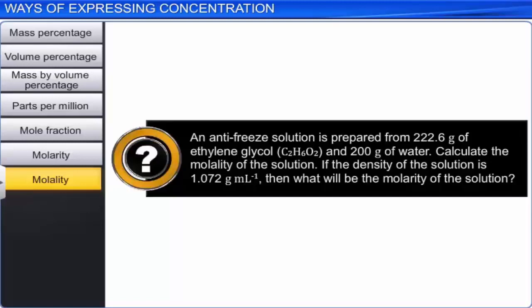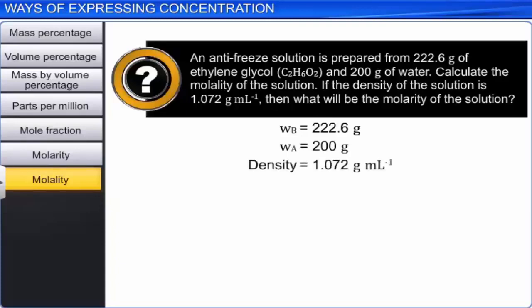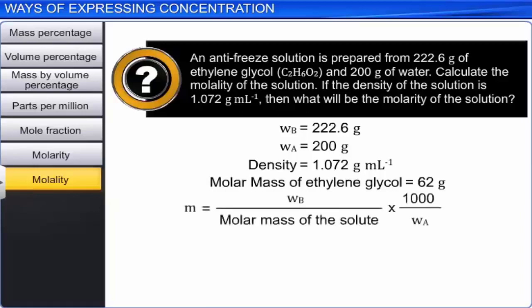The first step is to list the given variables. Wb is equal to 222.6 grams. Wa is equal to 200 grams. And the density of the solution is 1.072 grams per milliliter. The molar mass of ethylene glycol is 62 grams. Substituting these values in the formula for molality, we get m is equal to 222.6 divided by 62 multiplied by 1000 by 200. On solving, we get m is equal to 17.95 moles per kg.